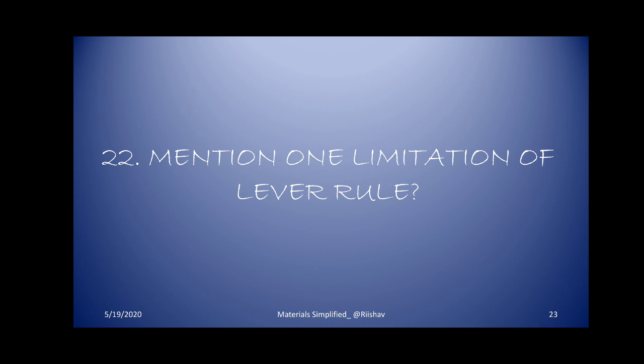Mention one limitation of lever rule. Lever rule is used to find the compositions of different phases, like if liquid plus alpha is there, then how much weight percent or fraction is liquid, how much fraction is alpha, and so on. There is one limitation to lever rule. The limitation is that lever rule can only be applied to binary systems. You cannot apply it to ternary phase diagrams and all.